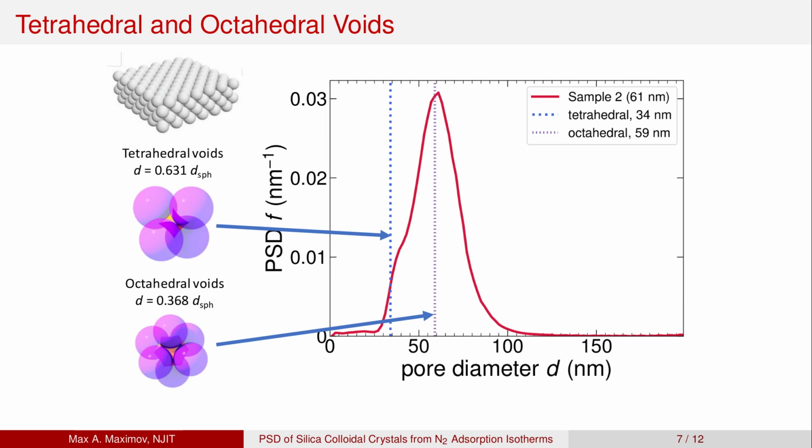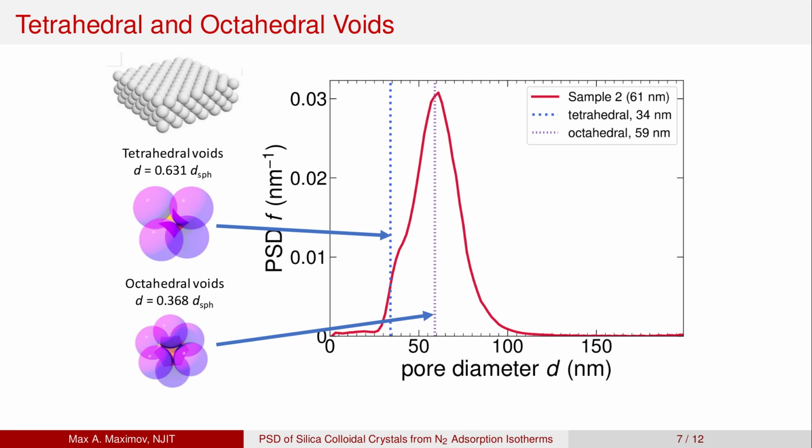If you look more closely, the pore size distribution is bimodal. Our explanation is that these peaks correspond to two different types of pores which can be found in the opals. Here's the FCC packing of the crystal, and if you examine it carefully, it will have two types of voids, tetrahedral and octahedral. If you consider an ideal crystal, then the geometrical estimates would give the fractions of 0.631 and 0.368 of the sphere diameters.